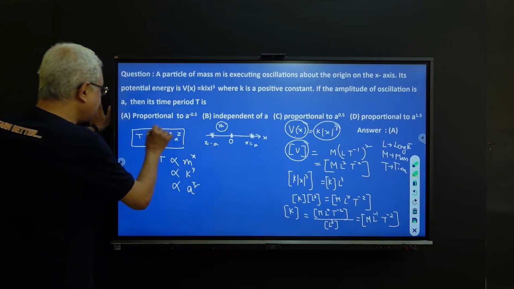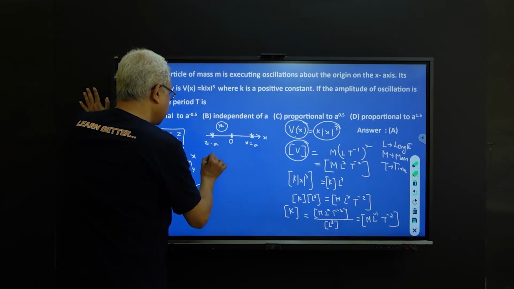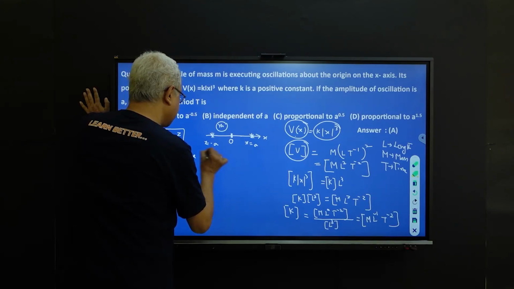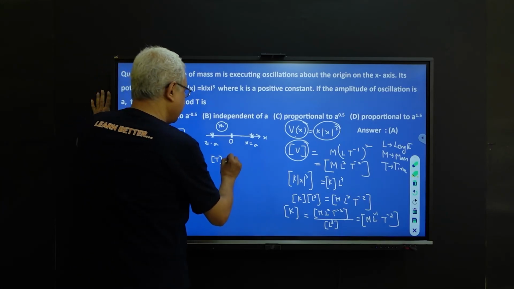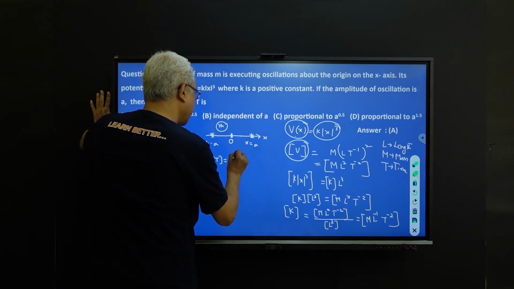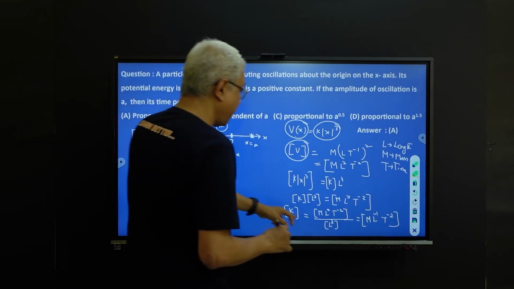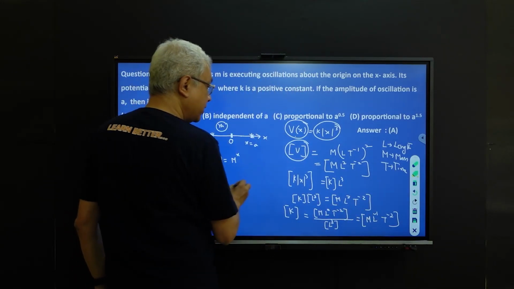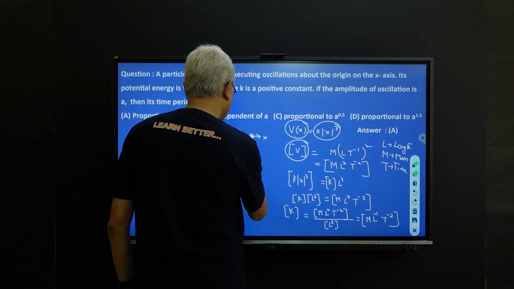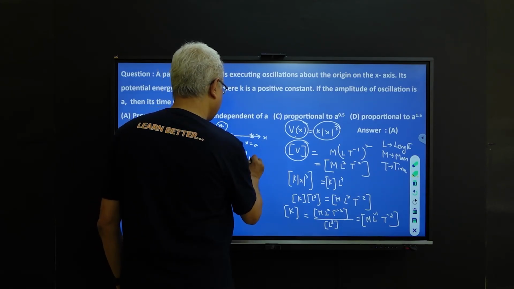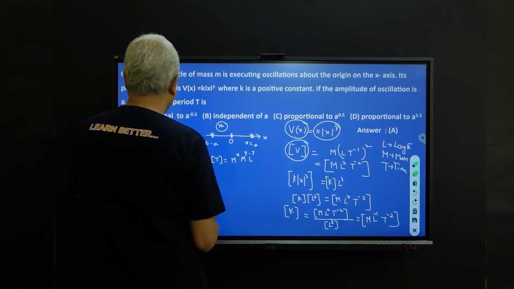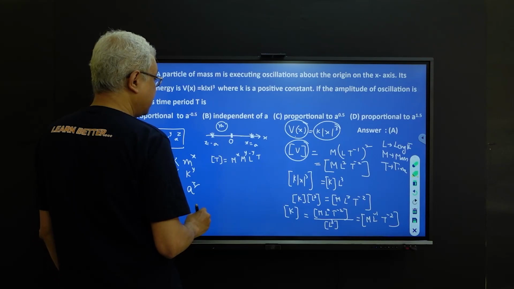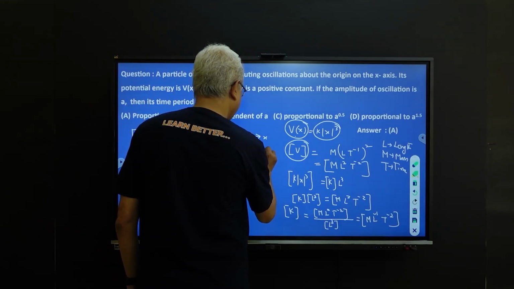Now, from this expression, the dimension of T is T only, whereas the dimension of m to the power x, k to the power y, the dimension of k is this much, so the dimension of k to the power y will be M to the power y, L to the power minus y, and T to the power minus 2y.